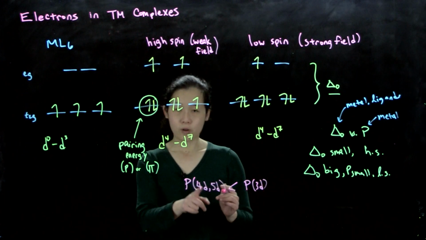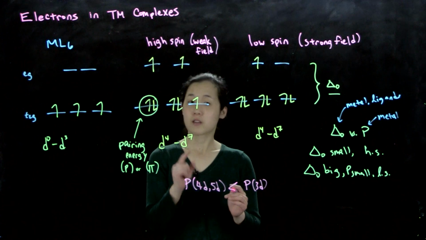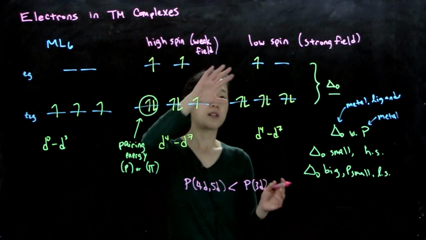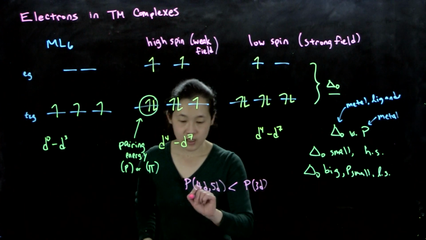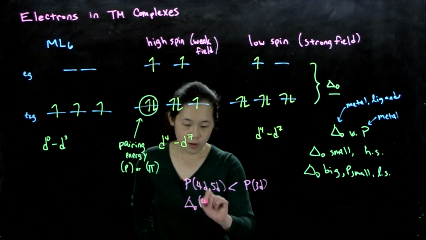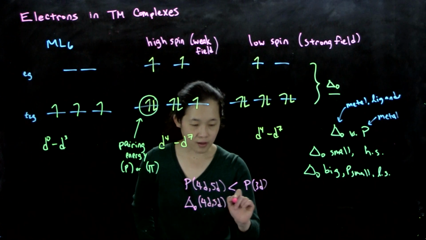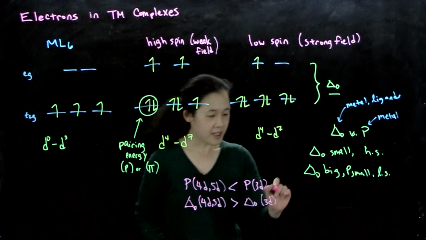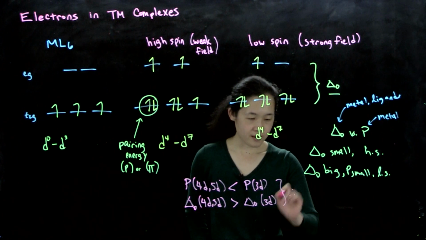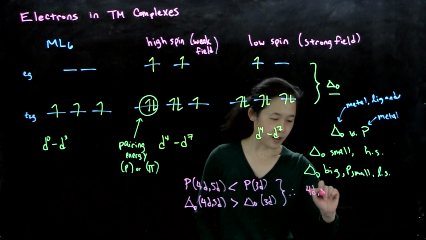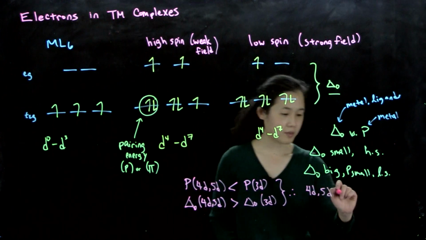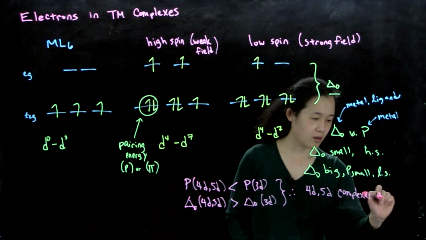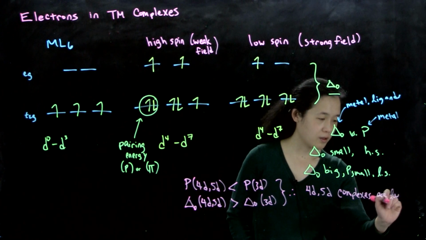As a result, 4d and 5d elements have stronger bonding to their ligands. Because of stronger bonding, we have bigger delta O. So delta O for 4d and 5d is also greater than delta O for 3d. Taken together, 4d and 5d complexes are low spin.